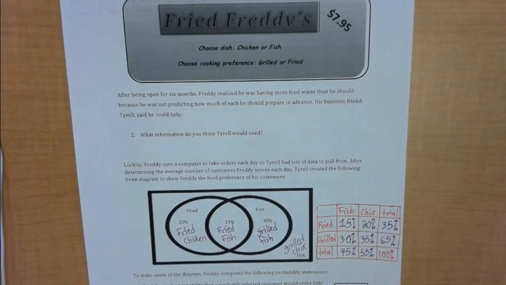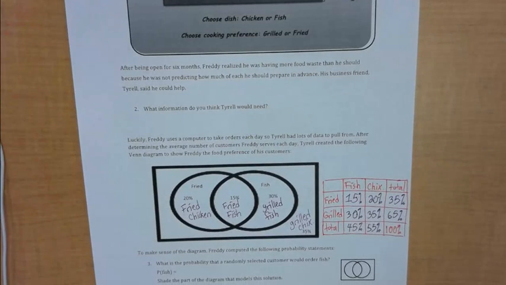So now that we've shown both diagrams, we're going to use both of these diagrams to answer some probability questions on number 3 here to start with, and then on the back of the page as well. So for number 3, we have: what is the probability that a randomly selected customer would order fish?